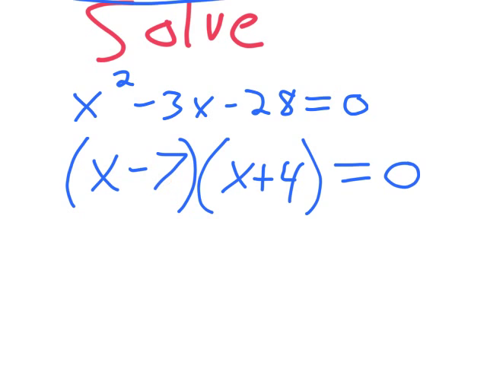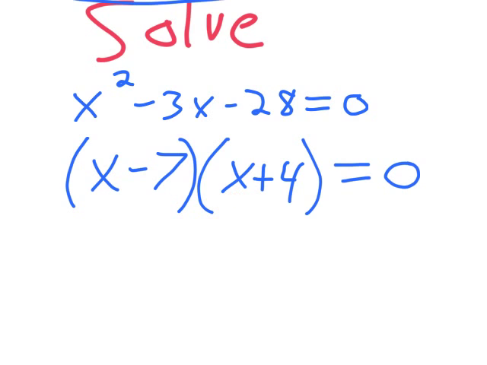Let me just double check that. Negative 7 plus 4 gives us negative 3 for sure. Negative 7 times 4 makes negative 28. So if you box this out, or if you FOIL this out, it turns into this up here. So we've correctly factored.